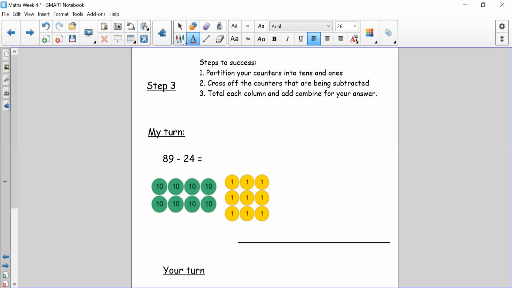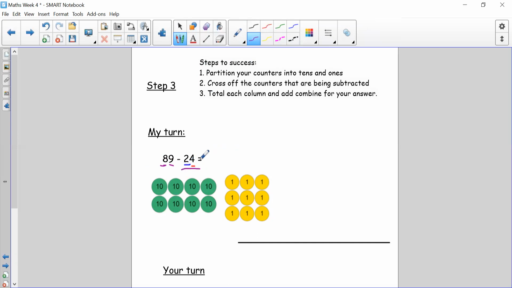Now, I have a tens digit that I need to subtract, and I have a ones digit that I need to subtract. So I need to work very carefully and do it step by step. I need to make sure I'm working systematically and accurately. So let's have a look at how we are going to do it. Step 1 says partition my counters into tens and ones. So I have 89. So I have 8 tens here, 2, 4, 6, 8. And I have 9 ones, 3, 6, 9. I have partitioned my counters into tens and ones. And now I need to take away 24.